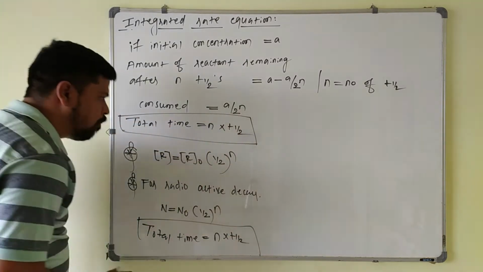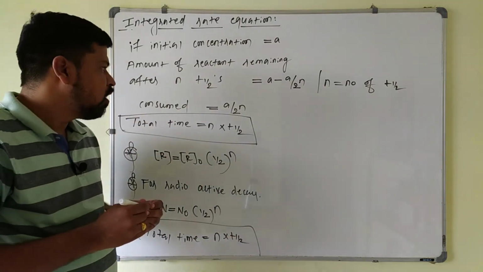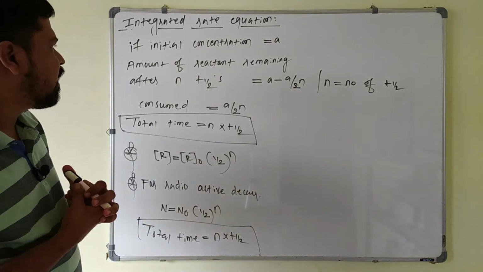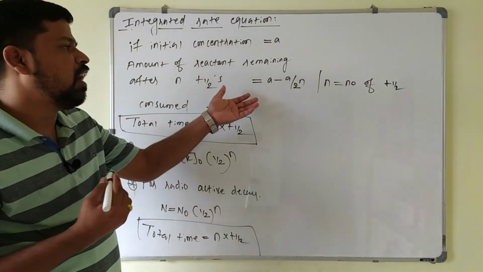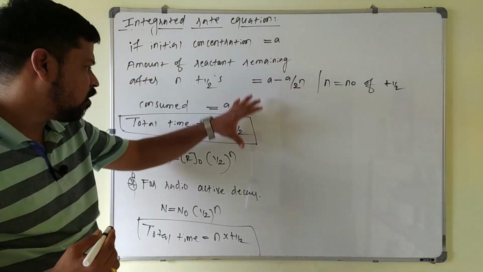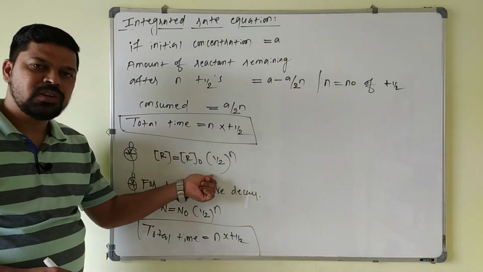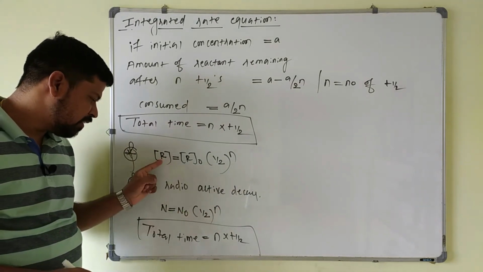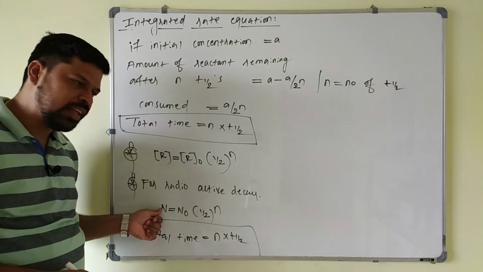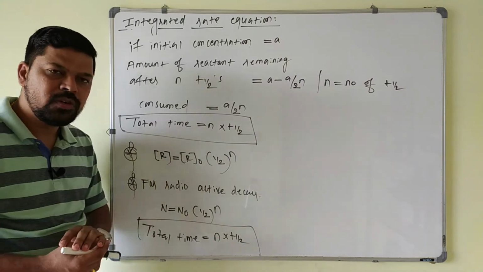So these are the important formulas to calculate the amount of reactant remaining after n half-lives in case of first order reaction. You can use this one or this one. For radioactive decay the same thing, just R will be replaced with N, this is N naught, and 1 by 2 raised to n here.